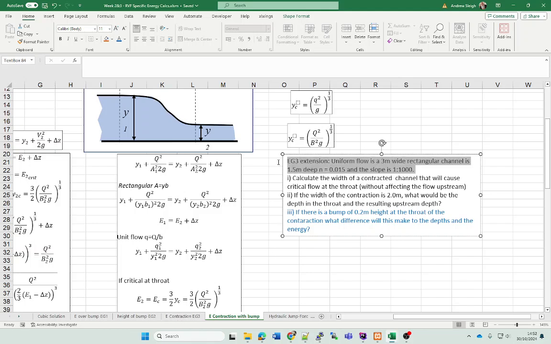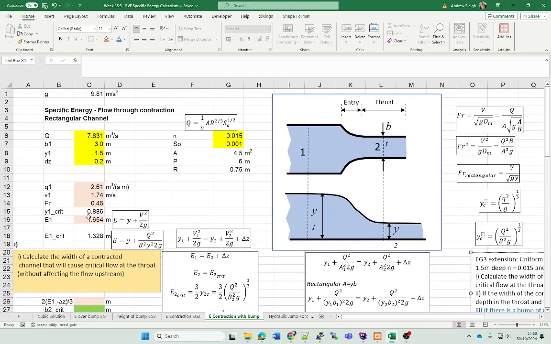Uniform flow in a channel, calculate the width which will cause critical depth, and then if the width is slightly narrower than that critical width you just calculated, what will be the effect. So this time we've got a third part added. If there's a bump of 0.2 meters high in the throat of the contraction, what difference will this make?